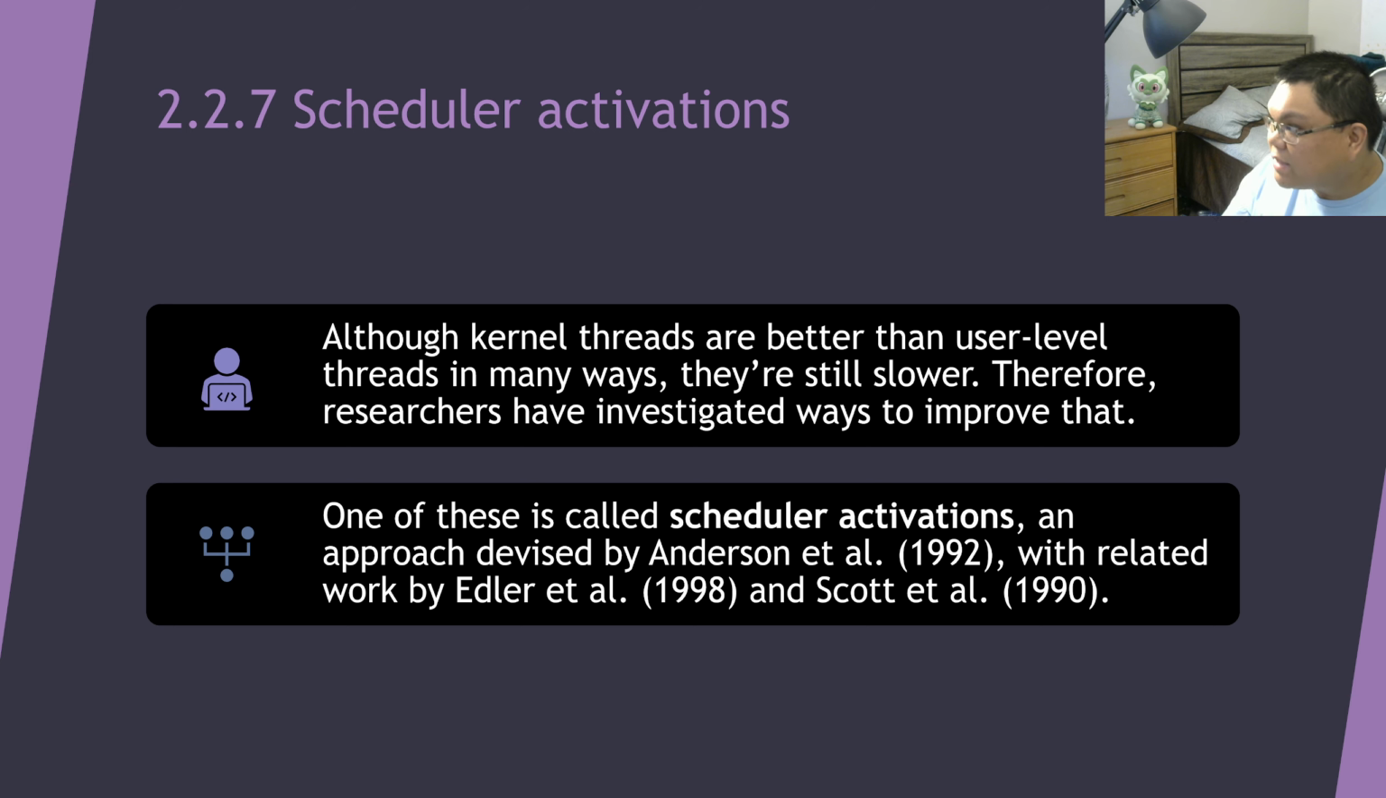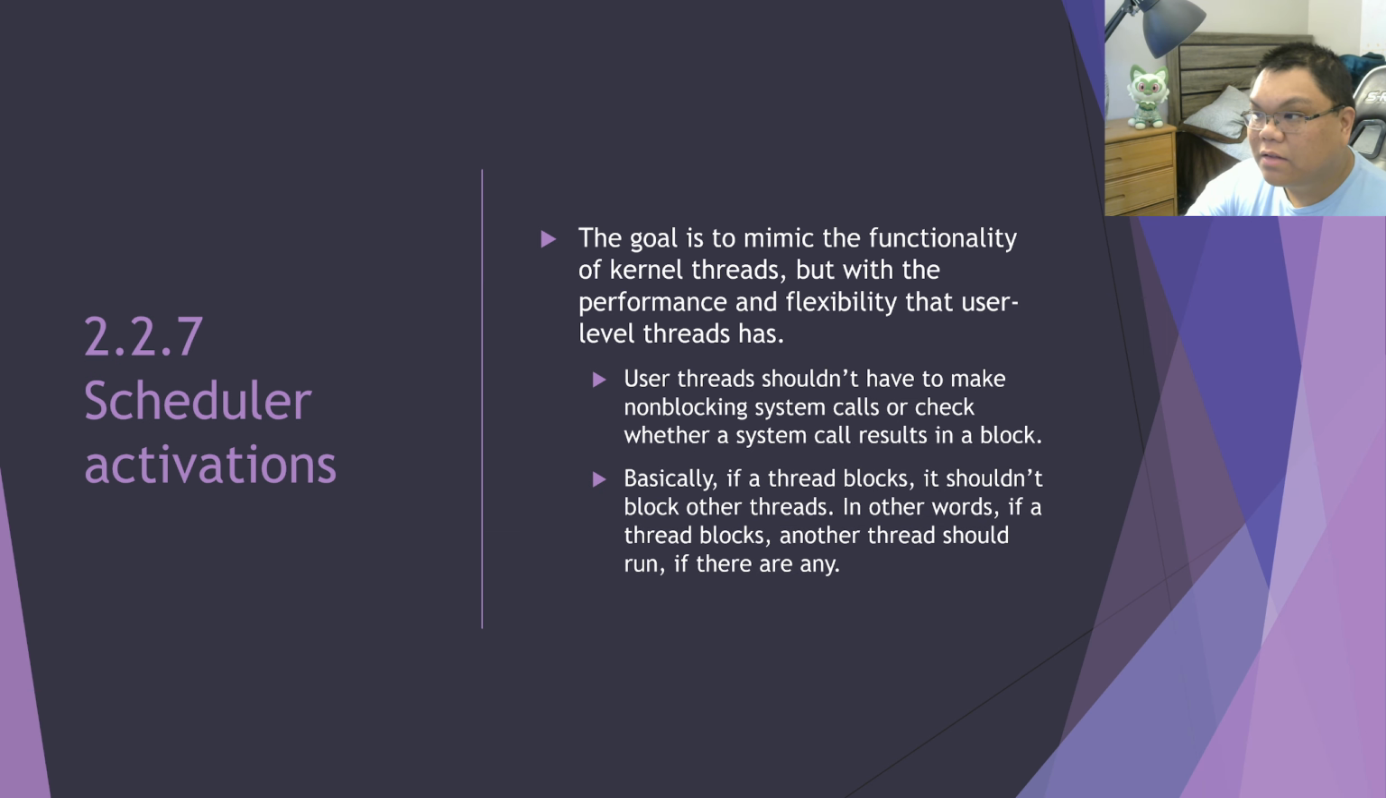This is a way of trying to get the best of both worlds of user level threads and kernel level threads. So the goal is to mimic the functionality of kernel threads, but with the flexibility and performance that user level threads have. User threads shouldn't have to make non-blocking system calls or check whether a system call results in a block. If a thread blocks, it shouldn't block any other threads. And even if it did, there should be another thread that's ready to run, so even if a thread is blocked, some other thread can still run.